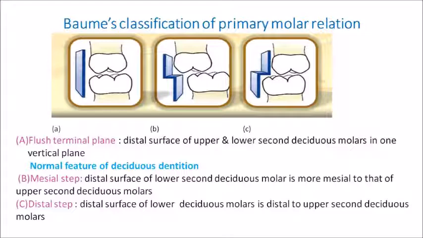So there are 3 classifications of primary molar relationship by Baum. One is the flush terminal plane, when the distal surfaces of the upper and lower second deciduous molars are in a single straight line. Mesial step means the lower second deciduous molar is positioned mesial, so its distal surface will be mesial to the upper molar. Distal step means the lower second deciduous molar is positioned more distal to the upper second deciduous molar.